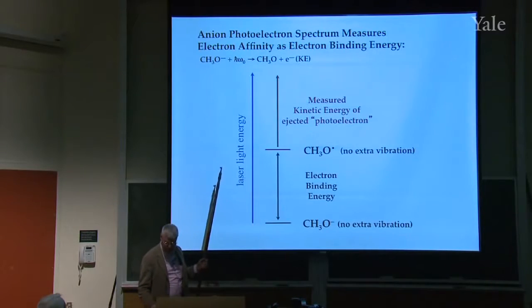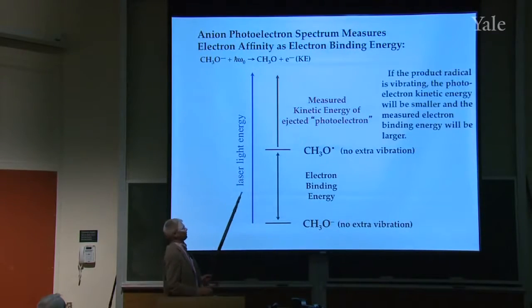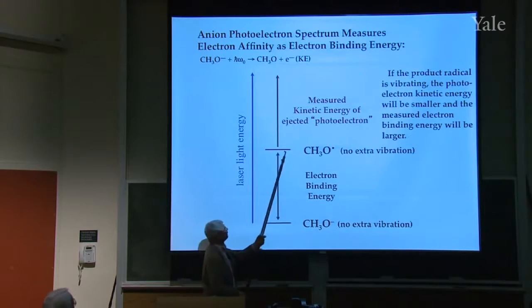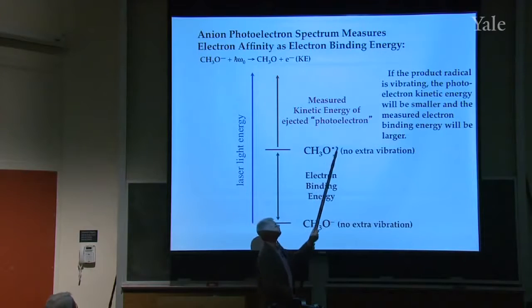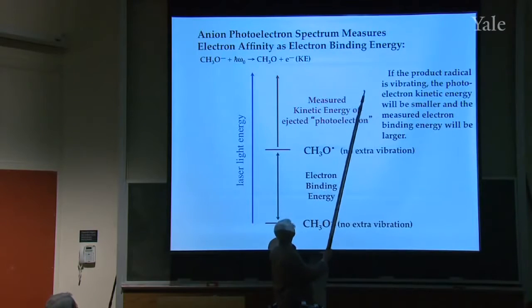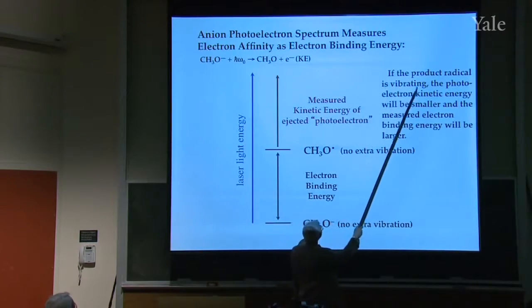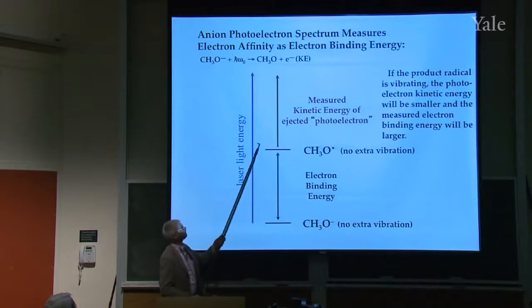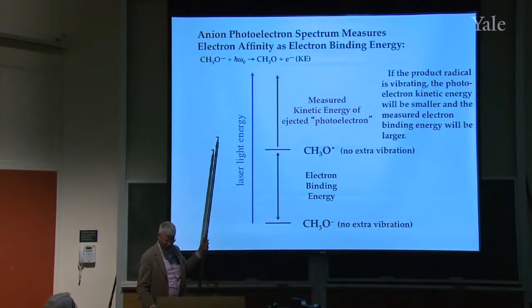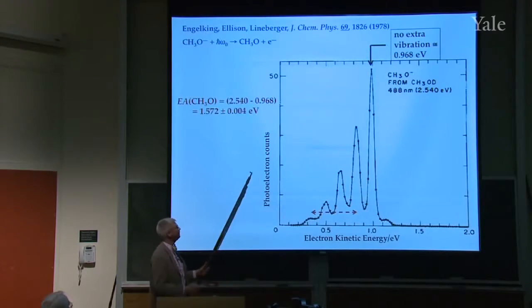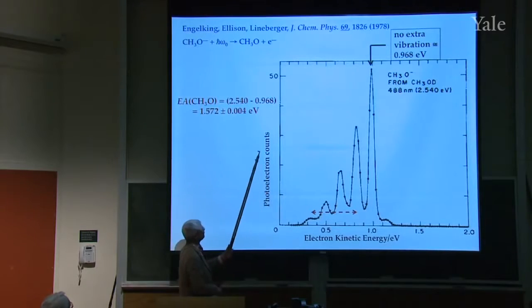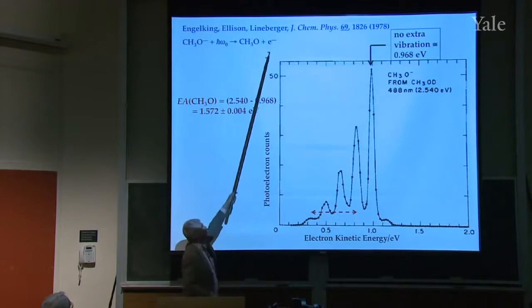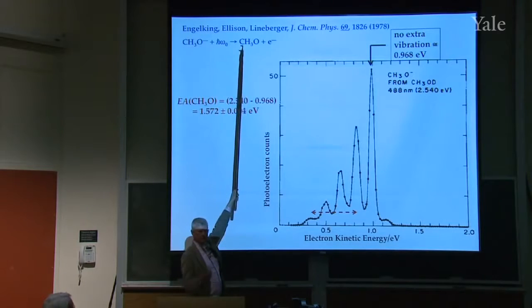So this is the essential experiment you have to do. There are a bunch of details you have to pay attention to. If the product radical is vibrating, then the photoelectron kinetic energy will be smaller than the measured binding energy. Let me just show you what you do. This is it. We did this like 30 years ago. I'm an old guy.